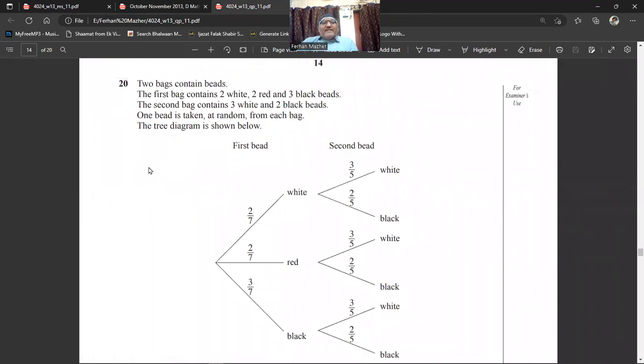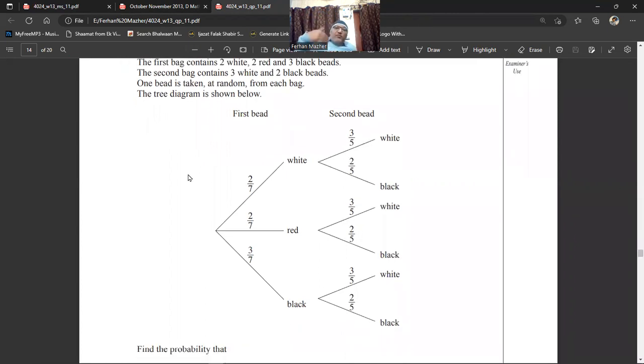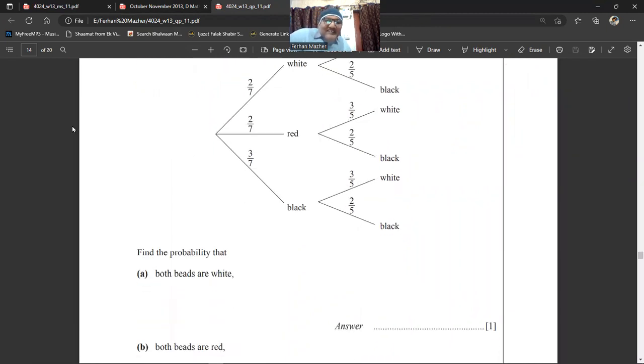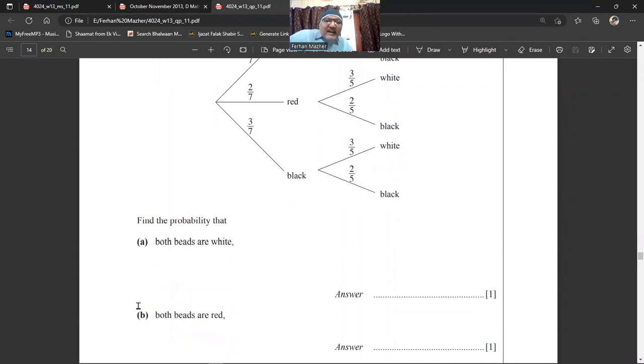And he says 2 bags contain beads. The first bag contains 2 white, 2 red, and 3 black beads. And the second bag contains 3 white and 2 black beads. And 1 bead is taken at random from each bag. The tree diagram is shown below. Okay, so the probabilities are already written there on the sides. And he says find the probability that both beads are white.